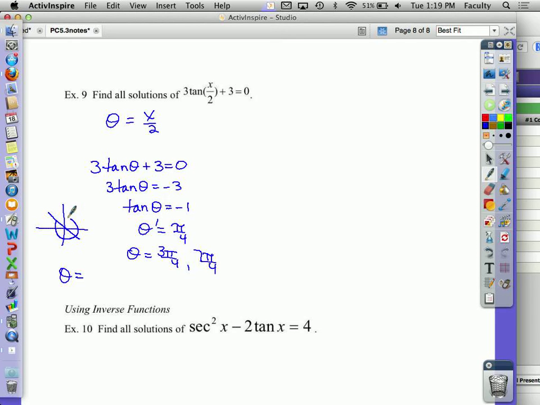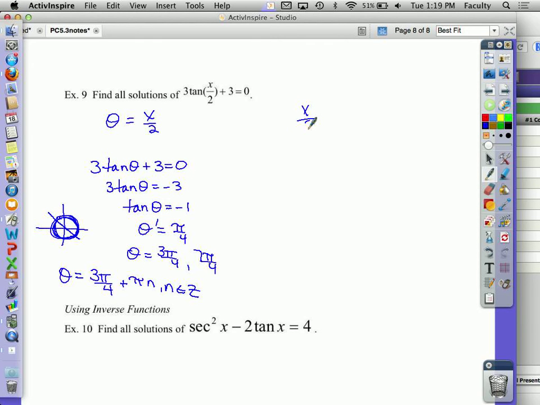Pi, to get around here is pi, to pi, to pi, to pi, and I can go around and around and around. So this is actually in condensed form. Theta equals 3 pi over 4 plus pi n, where n is an integer. Do you notice I don't need to do a 7 pi over 4 plus pi n, because this plus pi n includes this one, okay?